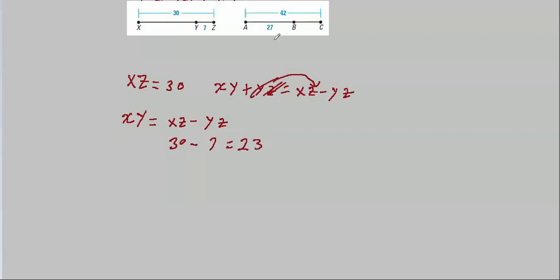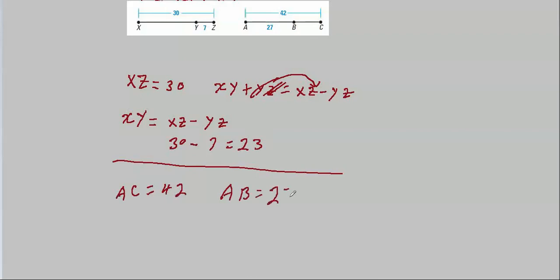Same thing up here. We've got AC. They give us the whole thing. That's 42. AB, that's 27. And BC, well, just like up there, 42 minus 27, again from the segment addition postulate. And that looks like, let's see here, 15. I hope so.